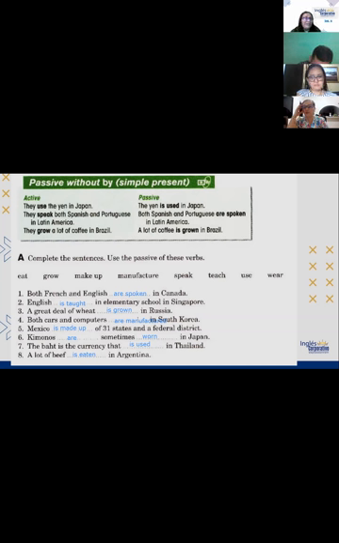So in that case, it is necessary. But in this case, something that happens now, the focus is what and not who. We don't need to say by whom. Yes? Okay. So that is why we say the passive voice without by. And simple present, of course.